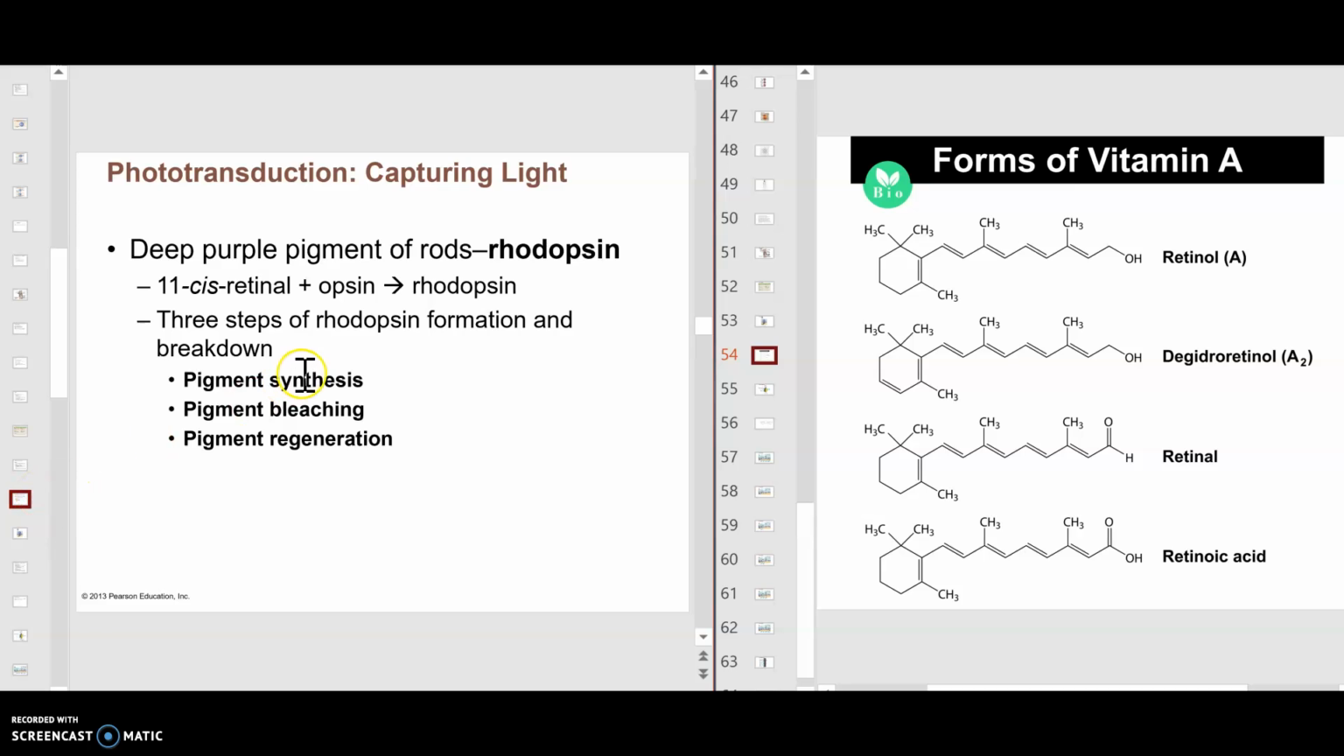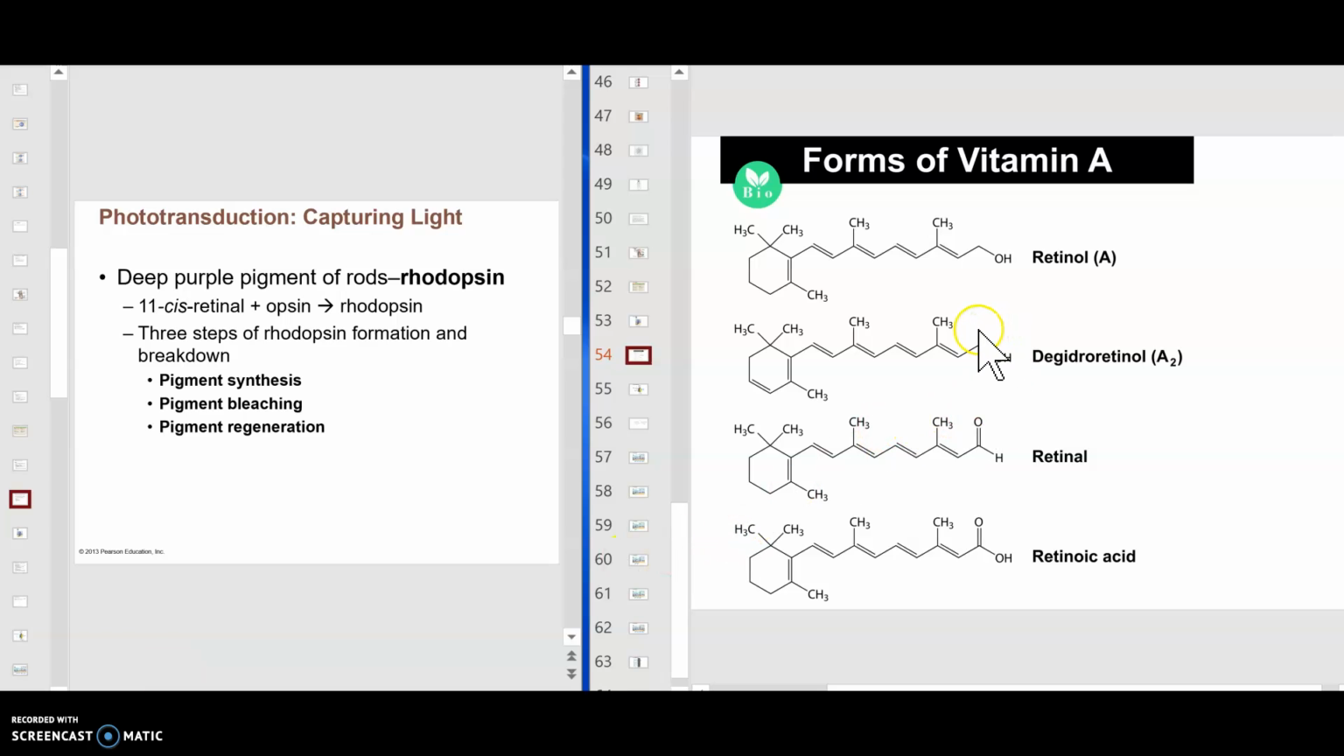And we're looking at the one that's present in the rods that we call rhodopsin. Rhodopsin is an opsin, which is a protein, combined to the retinal, the vitamin A derivative. And so we're looking at the 3 steps of rhodopsin formation and breakdown. So that's where we are now.